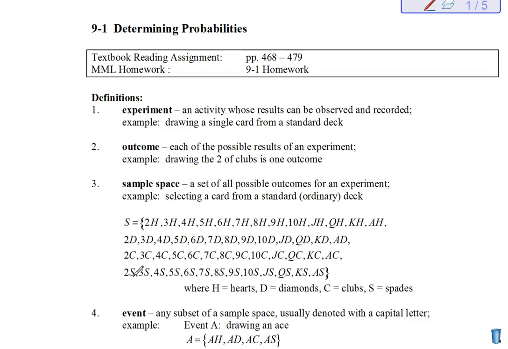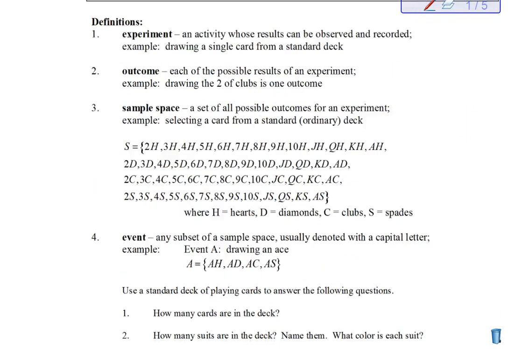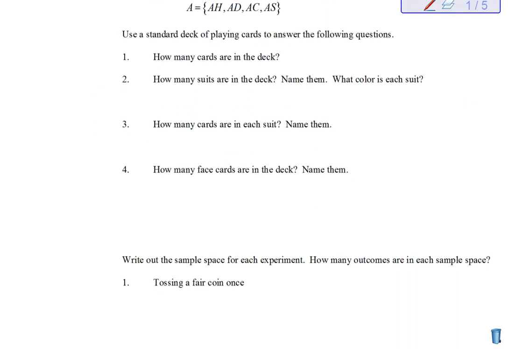If you wanted to draw a queen, it would be the same thing. Queen of hearts, queen of diamonds, queen of clubs, queen of spades. That's a specific event. It is a subset of the sample space. All right, we're going to go through and we're just going to discuss the cards as well, how many cards there are, how many suits there are, etc.